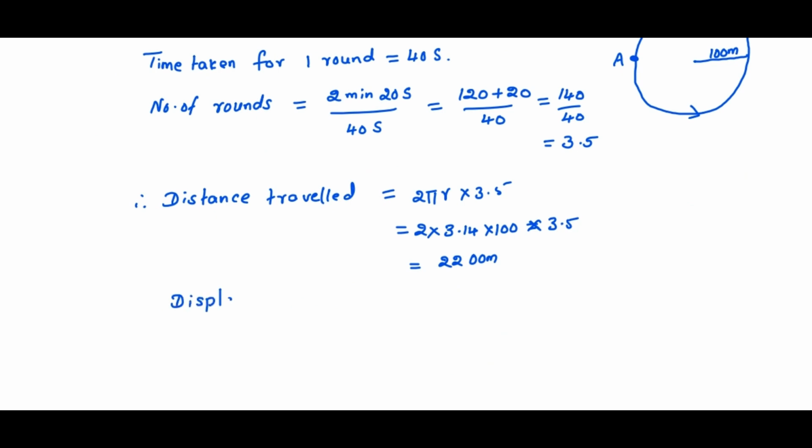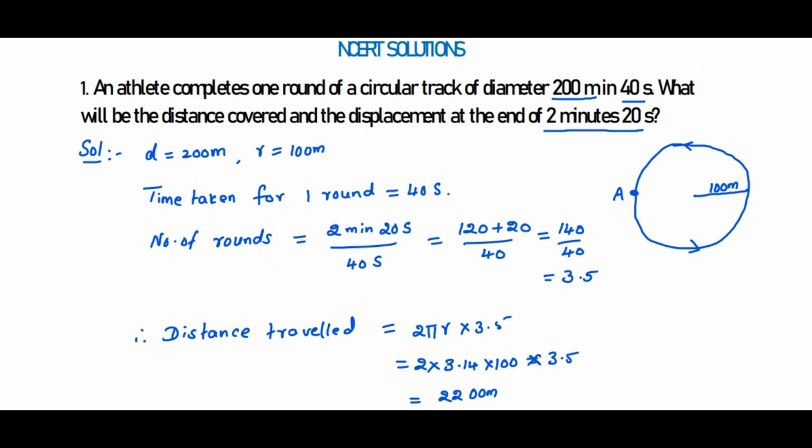Displacement. If you observe clearly, 3.5 rounds. So it completes 3 complete rounds and 0.5 round. 0.5 round means it will come exactly opposite to point A, reaches point B. That means diametrically it will be on the opposite side.